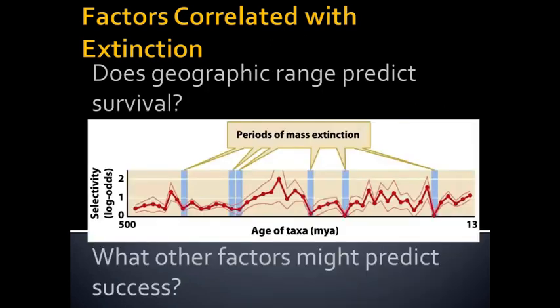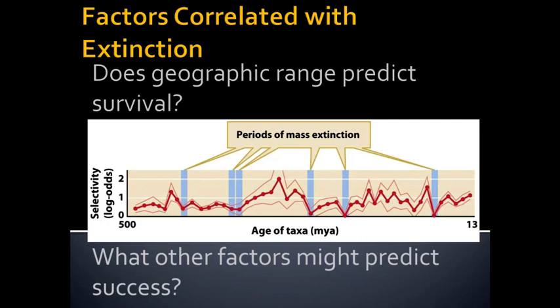However, there are 3 things that can predict whether or not a species will survive a mass extinction event. The first is geographic range. So the answer to this top question here, does geographic range predict survival? The answer is a resounding yes. So the more widespread you are, the more chance you have of surviving a global extinction event. That's kind of obvious, right? You're living not only in North America, say, but if you're spread into Europe and Asia, then if something big happens in one area of the world, you're more likely to survive.